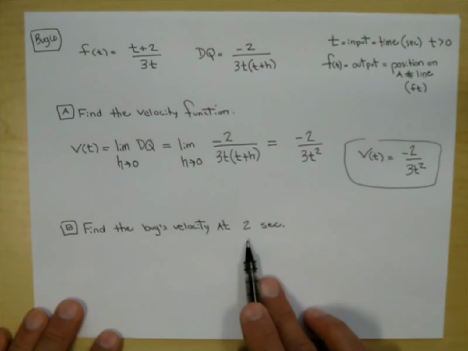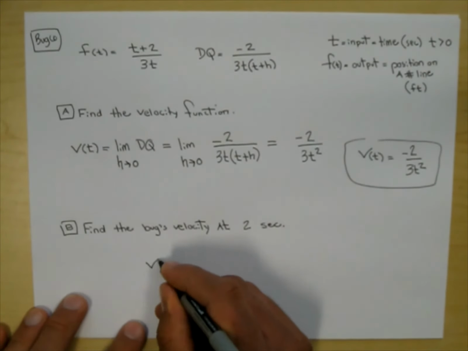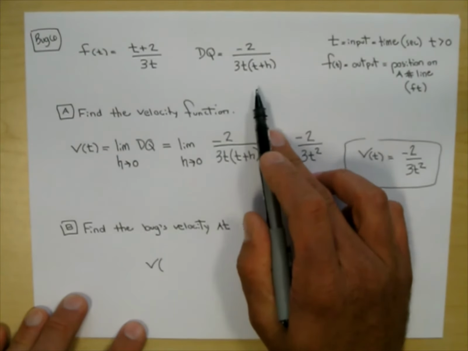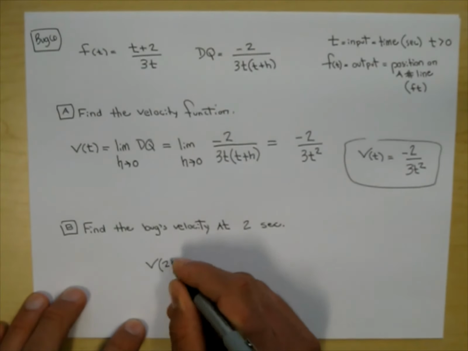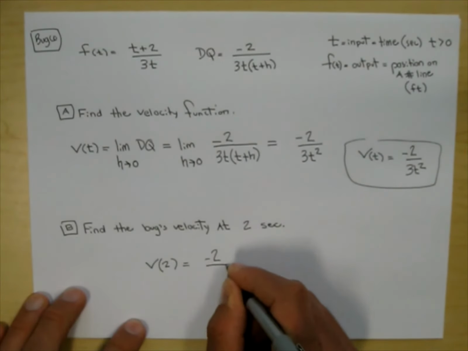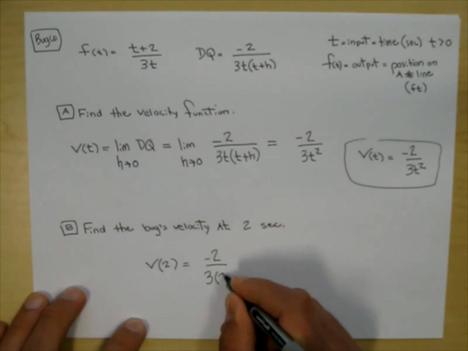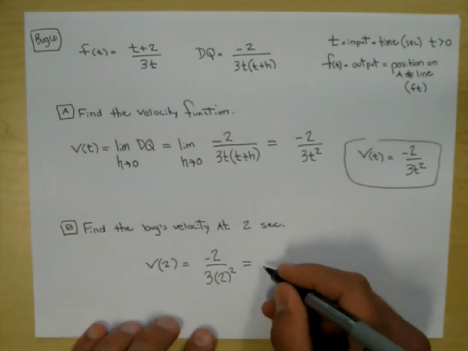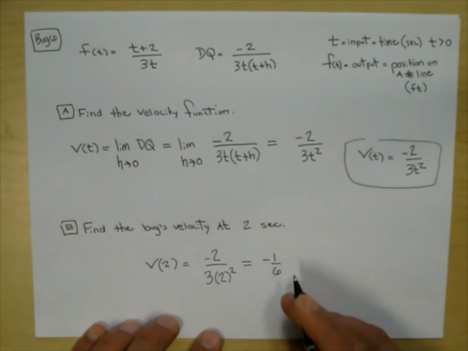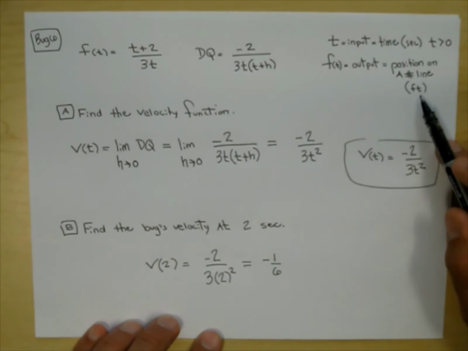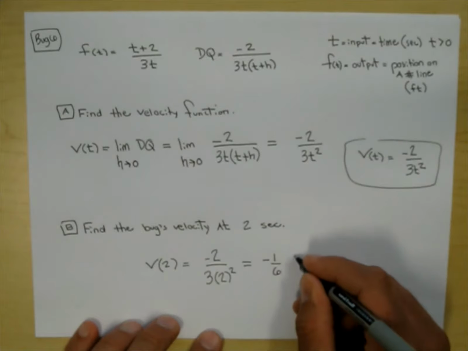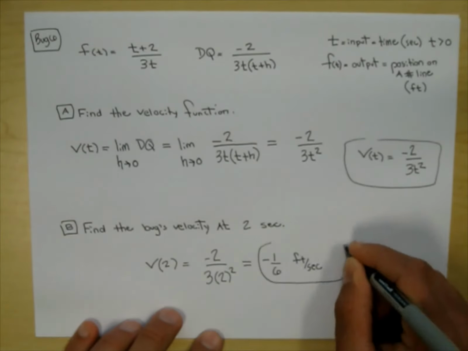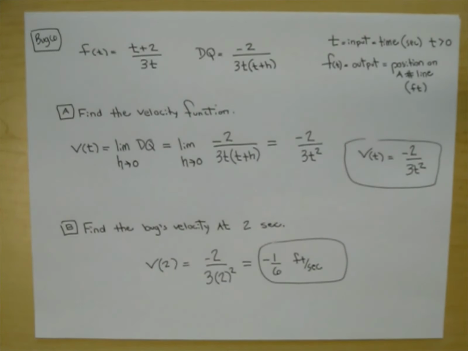So part B asks, what is the bug's velocity at 2 seconds? Well, what do you do with this 2? You plug it into the velocity function. So the hardest part about this problem is actually getting the dq. Okay, so v of 2 is -2 all over 3 times 2 squared. And you can actually figure that out. One of the 2's cancels, you get -1/6. Now, since we're talking feet and seconds, we're going to say -1/6 feet per second. And that completes this problem.